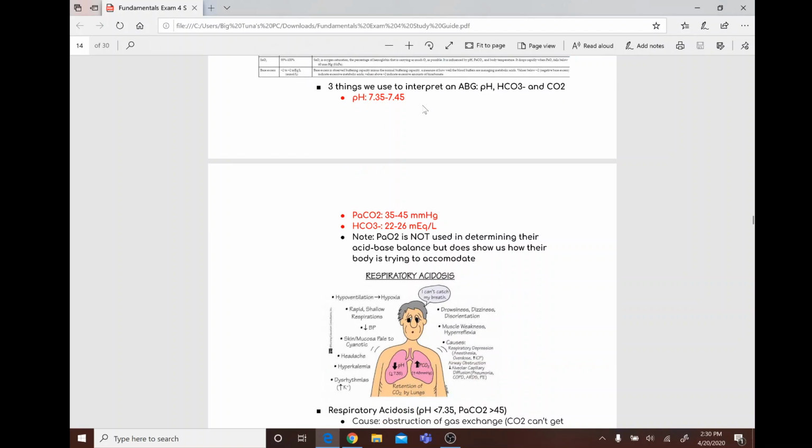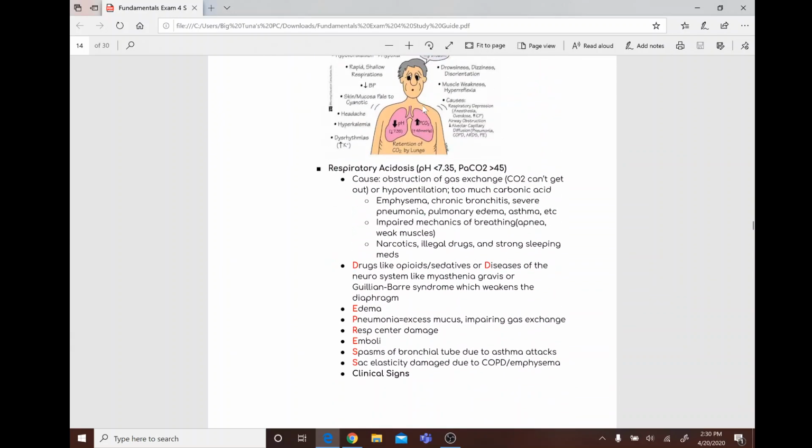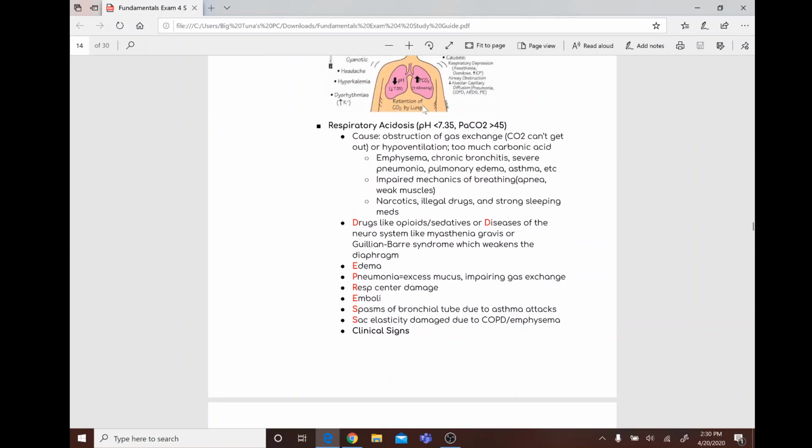7.35 to 7.45. What's the normal value of PaCO2? 35 to 45. What's the normal value of HCO3? 22 to 26. Alright. What are the values of respiratory acidosis? pH is less than 7.35 and PaCO2 is greater than 45.